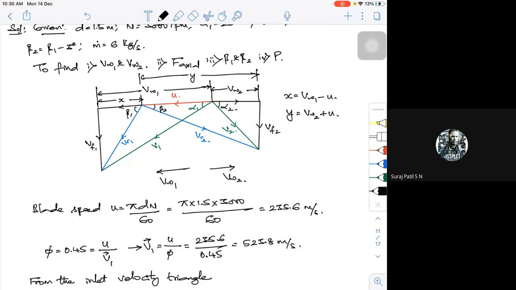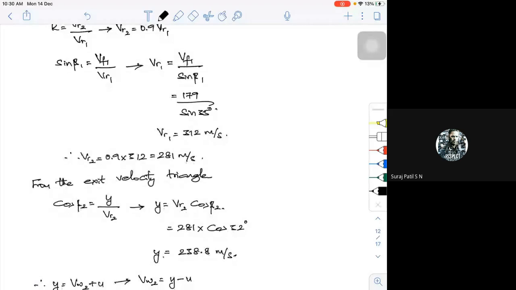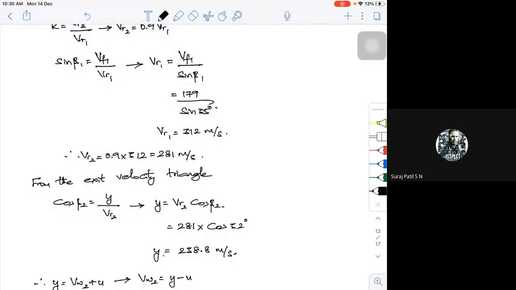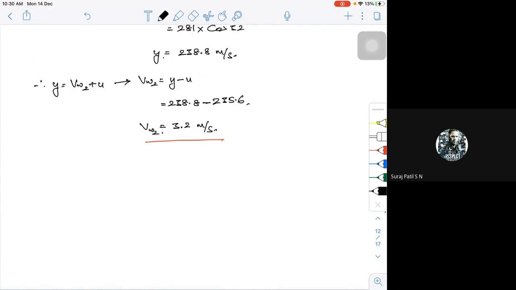See, this will vary from condition to condition or problem to problem. So you have to be very careful when you are solving your numerical. Okay. So that can be avoided if you go by the graphical method, which I am going to show you in tomorrow's class.